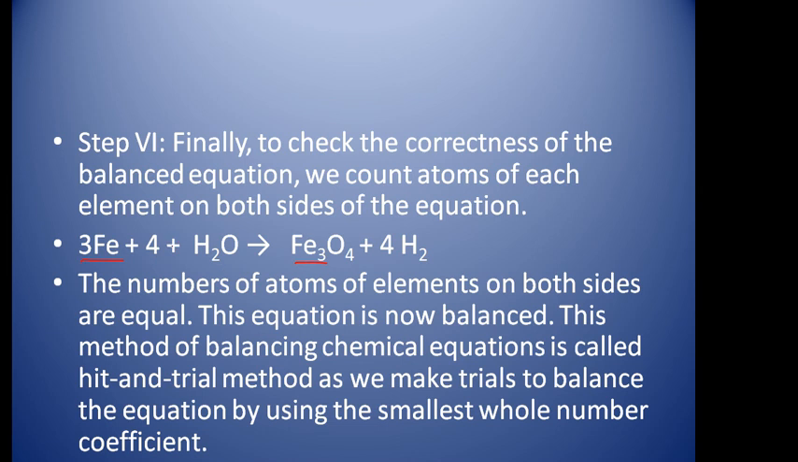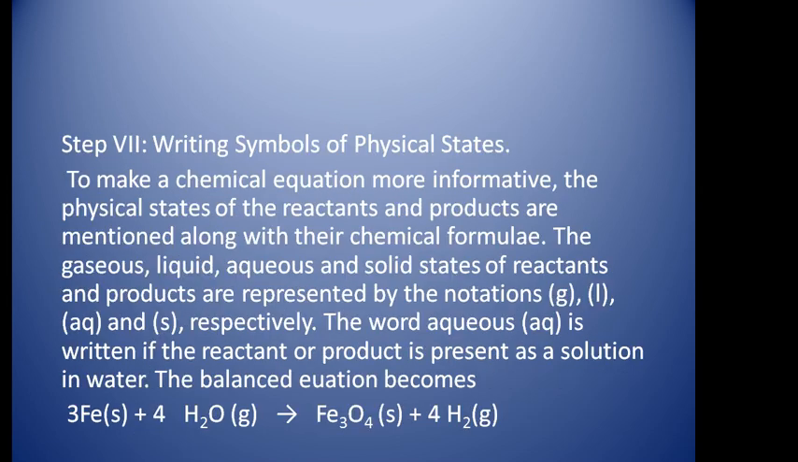I'm sorry, this plus should not be here. This is 4H2O. So 4 into 2, that is 8. Here also it is 8, and 4 into 1 oxygen, so 4 oxygen, and here also 4 oxygen. Got it? Okay, so the number of atoms of all the elements are equal on both sides. That means this is a balanced chemical equation now.